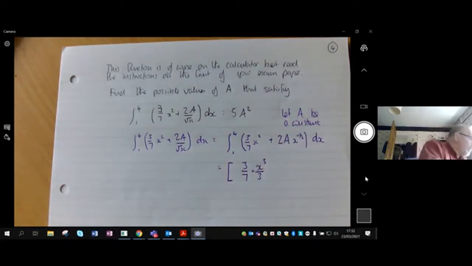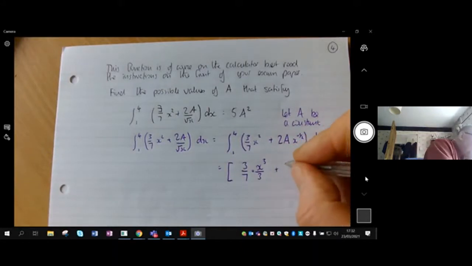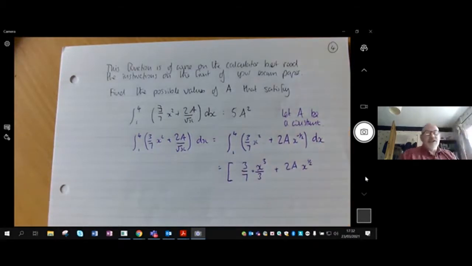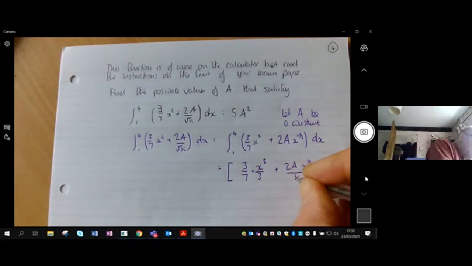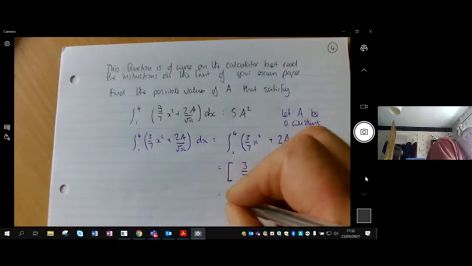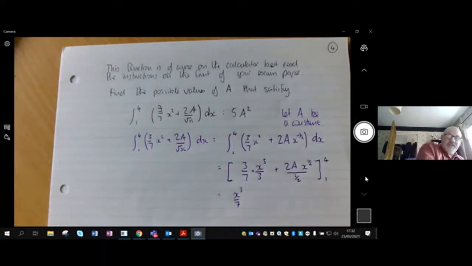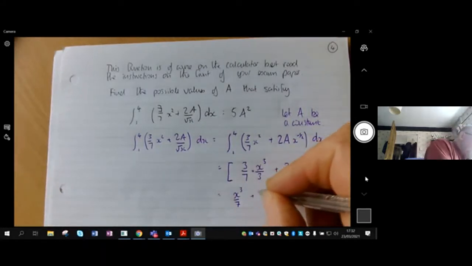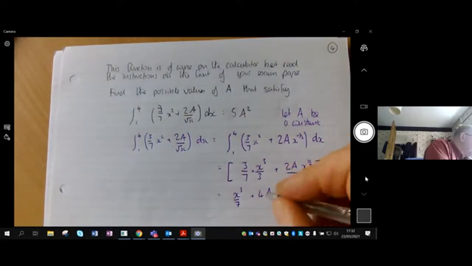Okay. Plus 2a x to the power of a half minus a half plus 1 is a half divided by a half, and my limits 4 and 1. I'm not going to substitute in yet, I'm going to simplify it, which would give me x cubed over 7, from there, look, please cancel, plus 4a x to the power of a half or root x.